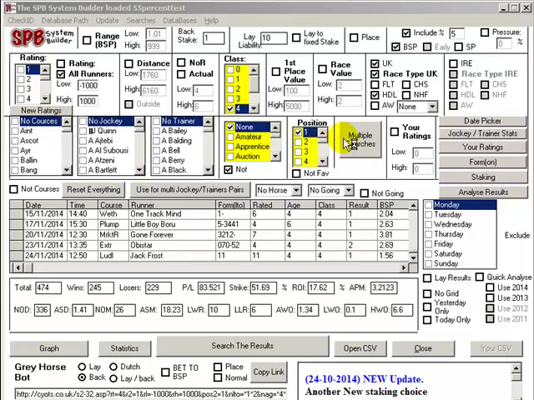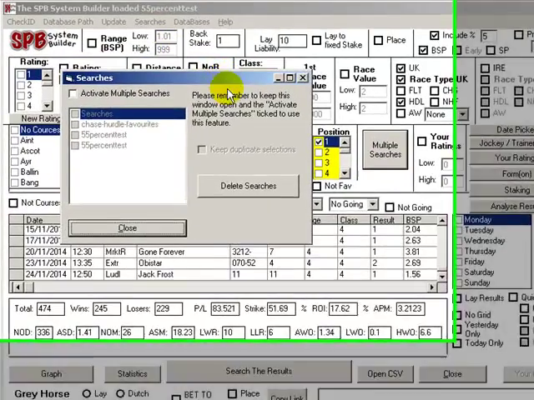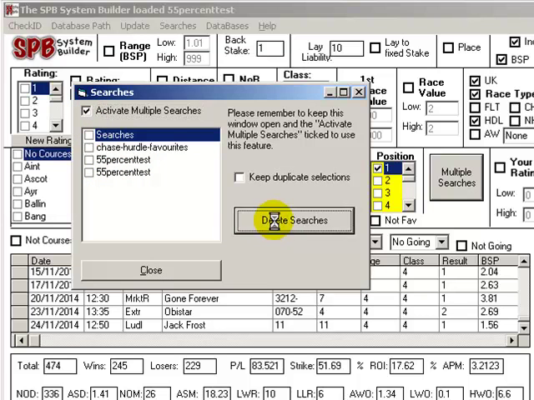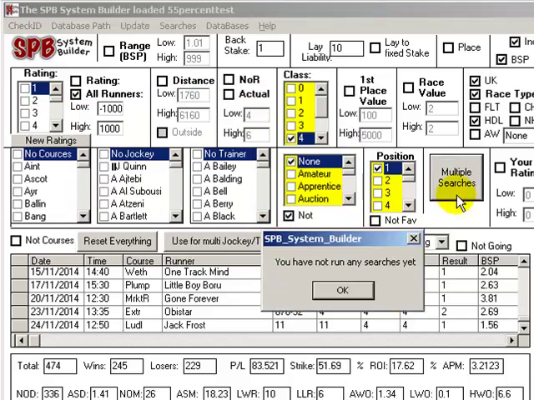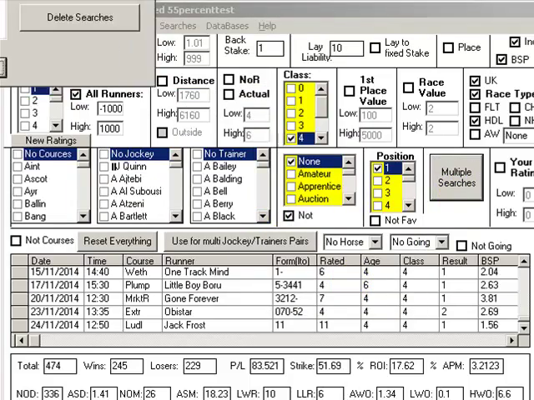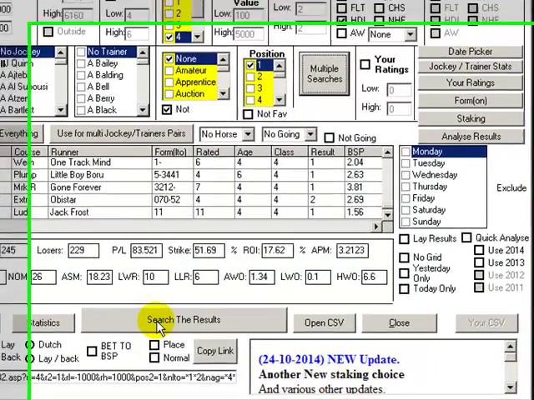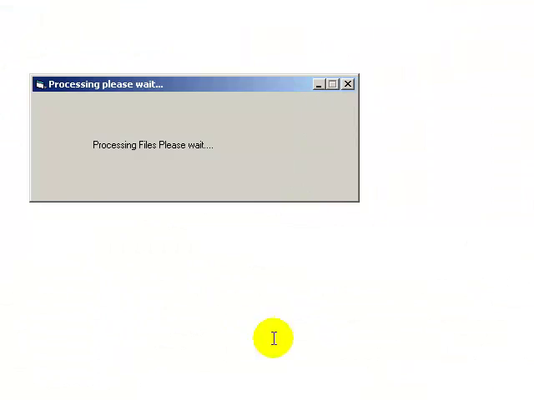Okay, so we have this new feature called multi-search. Basically what it does is it remembers every search you've done, and it does remember all of them. So if you do a number of searches on 55% test, it will show them all here. But you can clear it out at any time just by activating it and delete searches. And now if I run it, you'll see I've got no searches. So we'll run the 55% test again.